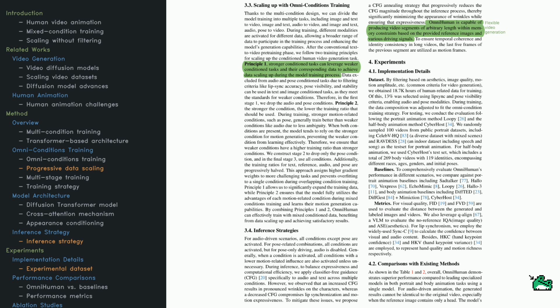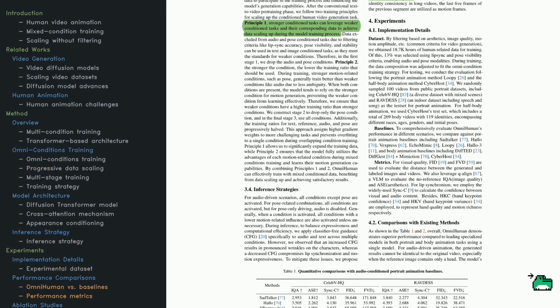The experiments rely on a carefully filtered dataset of 18,700 human-related videos, with a mix of portrait and full-body clips. Various evaluation benchmarks are used, including lip-sync accuracy and key point detection. Early results show that OmniHuman outperforms existing baselines, delivering more realistic motion in both portrait and full-body settings.